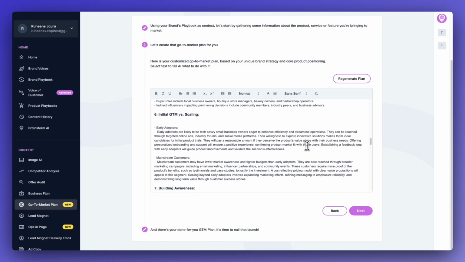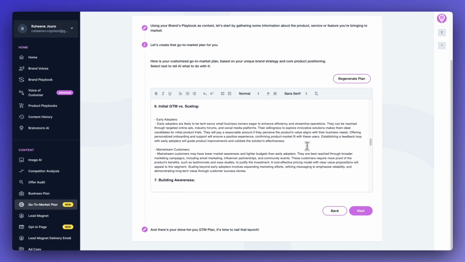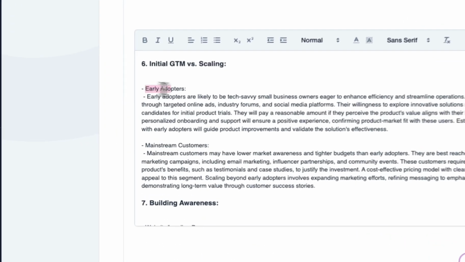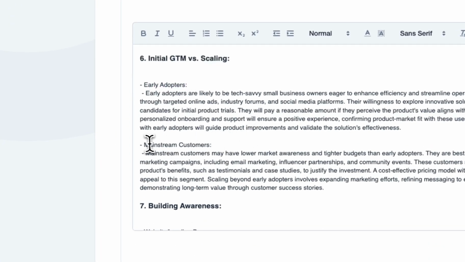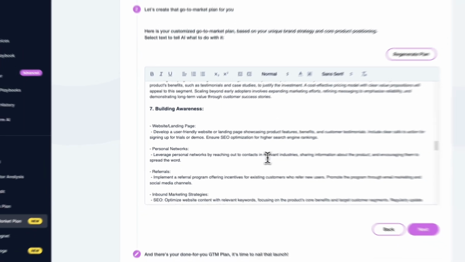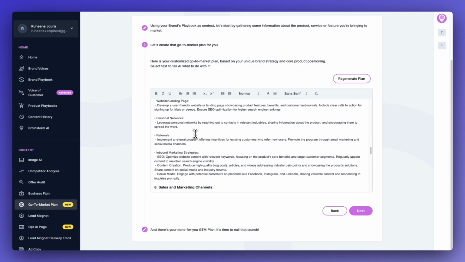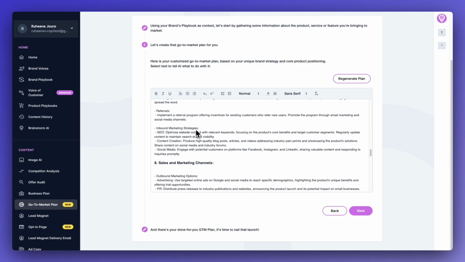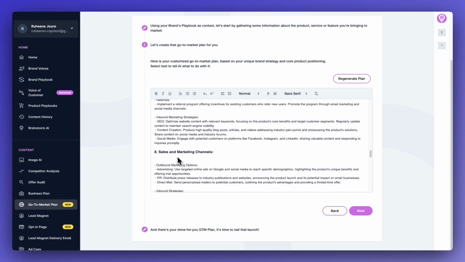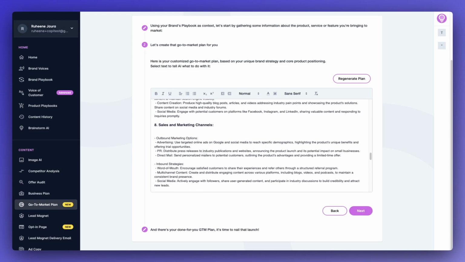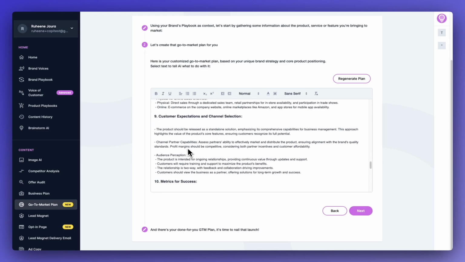All right, next, it shows us how we can go about our initial go-to-market, so our initial launch, versus the growth stage, which is scaling beyond the initial launch of this product or service. So it's going to tell us who our early adopters might be, and then who our mainstream customers are likely to be beyond the early adopters. Next, it's given us some suggestions on how we're going to build awareness: your website and landing page, your personal networks, referrals, inbound marketing strategies, and where appropriate, it will also recommend outbound marketing options, customer expectations and channel selection.